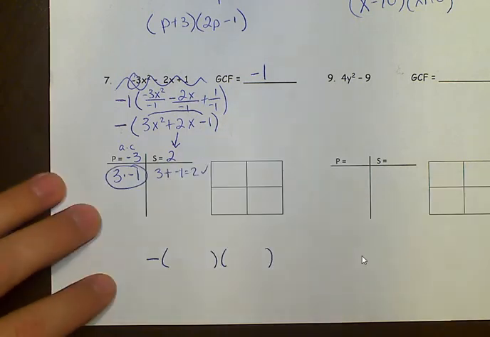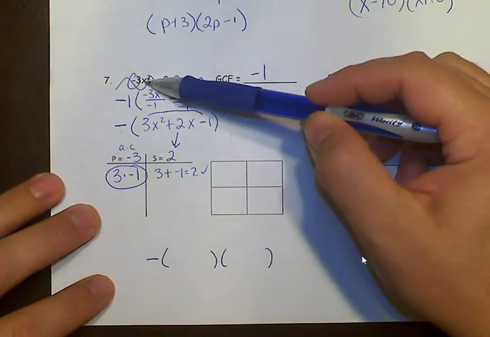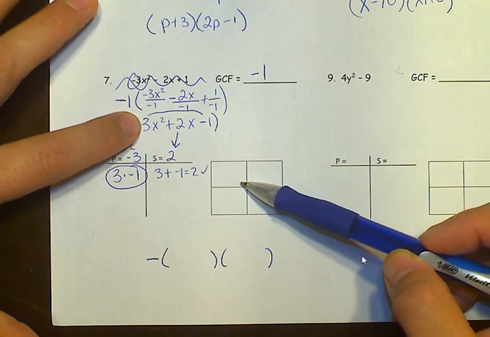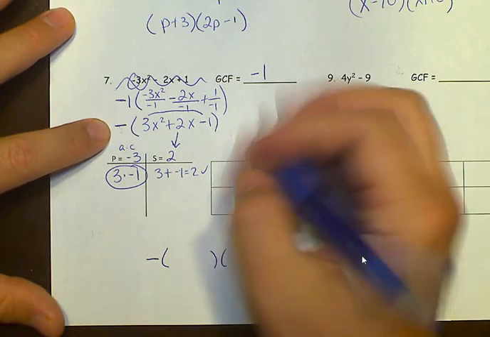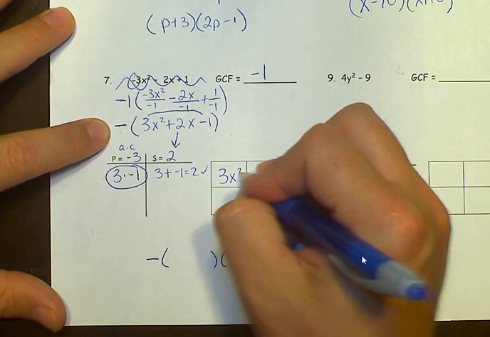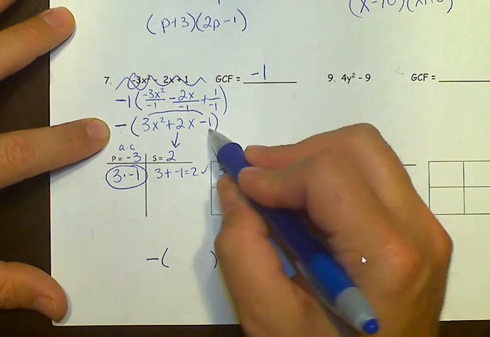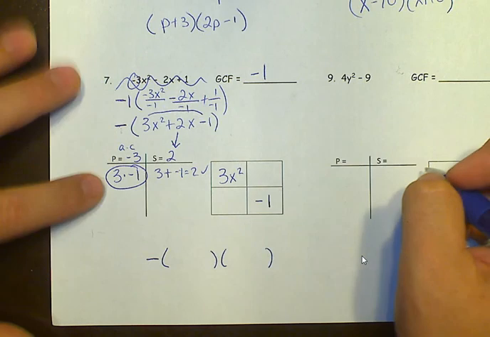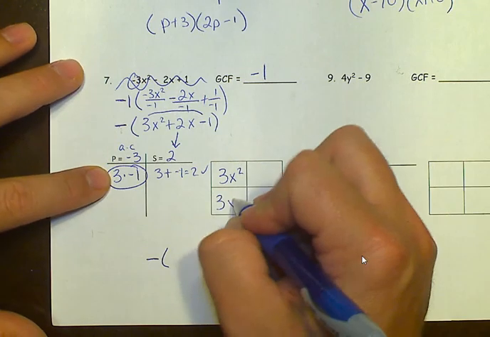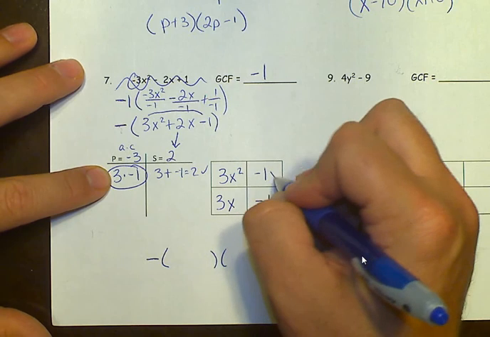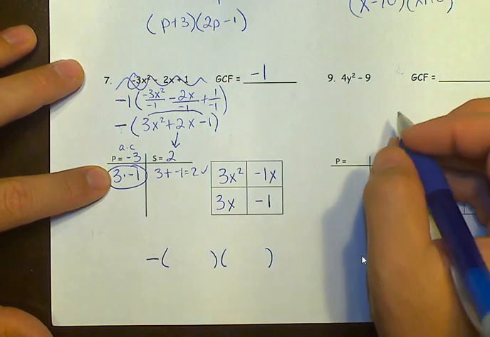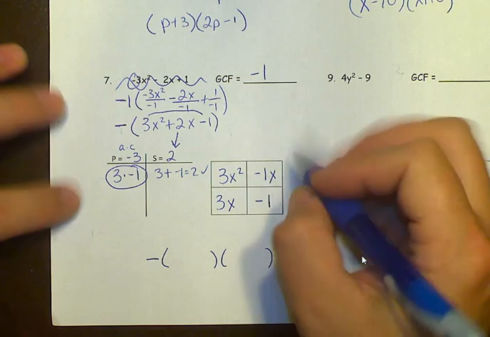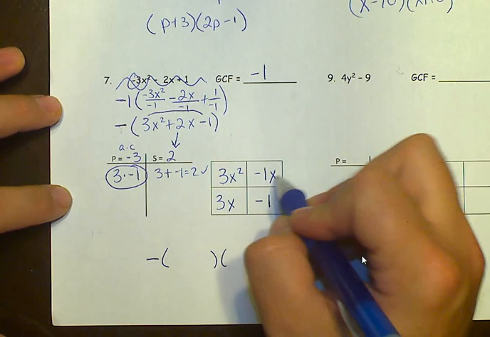And again, I cross this off because I don't want to use this now. I want my quadratic term of the one I'm using, which is this one. So it's 3x squared. My constant term is the last thing here, negative 1. And then I use these 3x and negative 1x. Reading left to right, 3 and negative 1, can't take anything out. X squared and x, can take out an x.